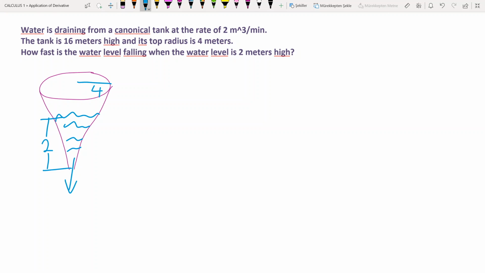And the tank is 16 meters high. This is 16. Okay, and what else? That's all. The formula of the volume of the conical tank is: volume is equal to 1 over 3 pi r squared times height.